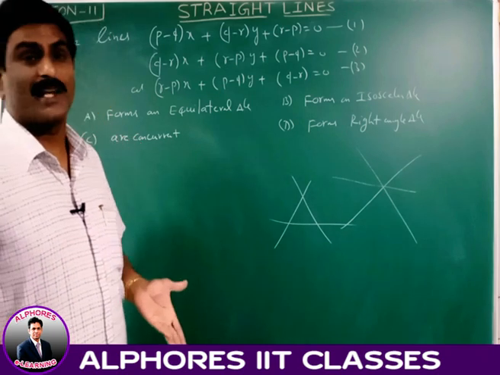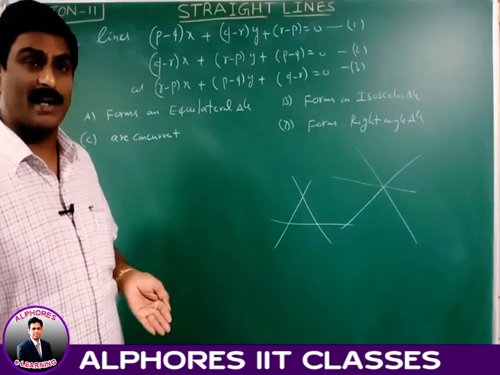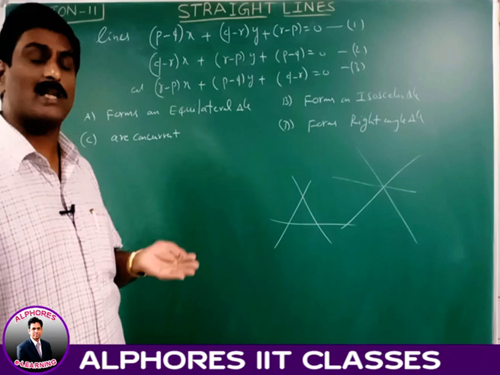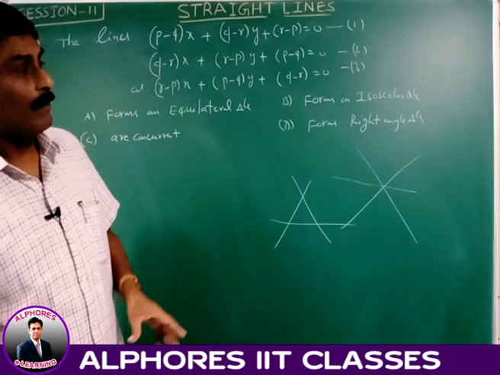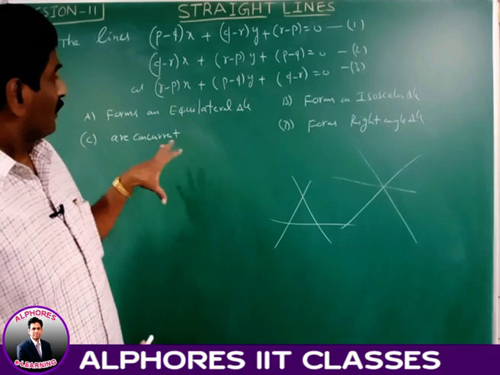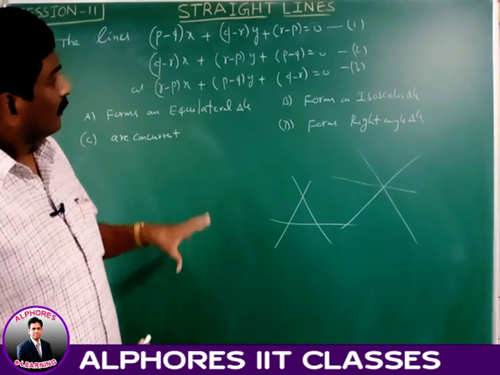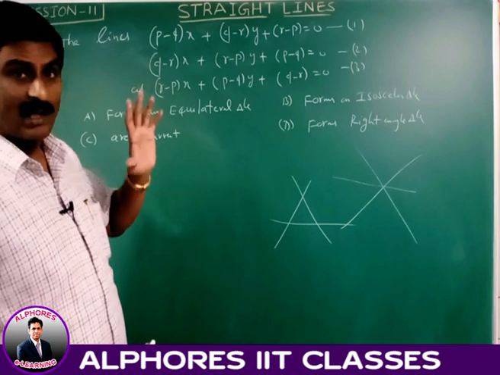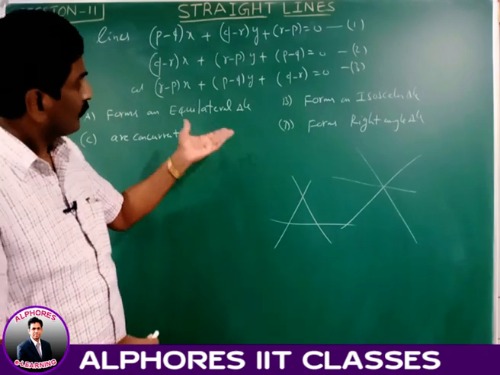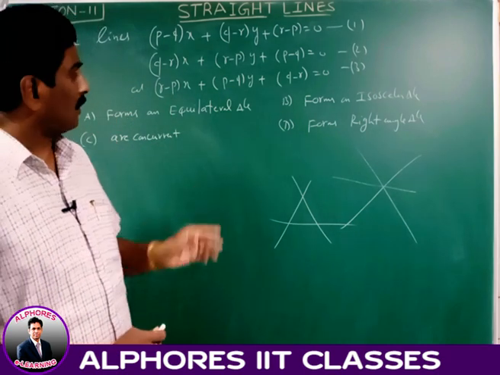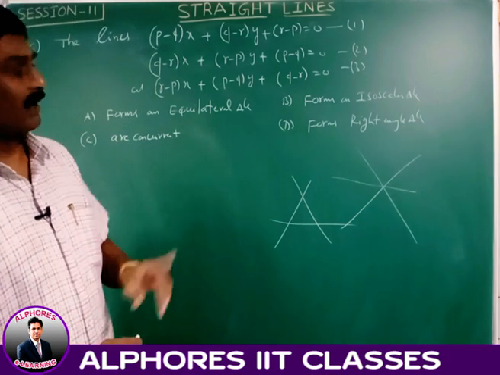So, we verify the nature of the triangle. Equilateral triangle, what is the condition? All sides are equal. Isosceles, any 2 sides are equal. Right angle, what is the condition? Hypotenuse square is equal to side square plus side square. By using that property, we find the nature of the triangle. But in this case, first we find whether the lines are concurrent or not. If concurrent, C is correct. Otherwise, by using the nature of the triangle, we find the remaining options.